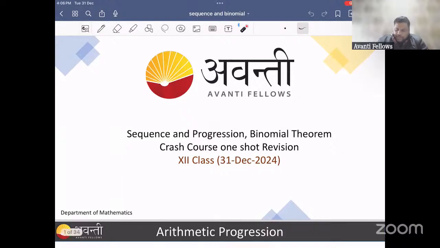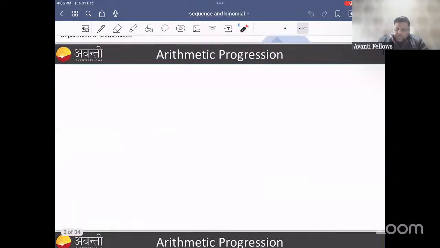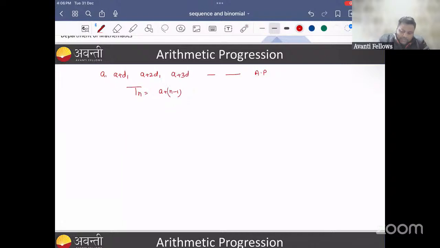All right. So first of all, I'll start with arithmetic progression. In arithmetic progression, I'll start writing with the important formulas. A, A plus D, A plus 2D, A plus 3D. This is a standard AP you all are aware of. Its nth term is A plus n minus 1 into D. This is the sum of n terms for an arithmetic progression.